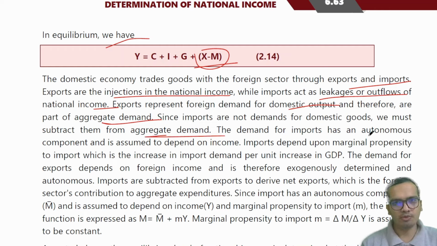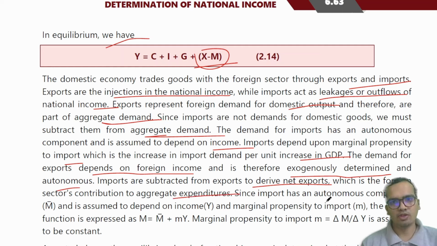The demand for imports has an autonomous component and is assumed to depend on income. Imports depend upon the marginal propensity to import, which is the increase in import demand per unit increase in GDP. The demand for exports depends on foreign income and is therefore exogenously determined and autonomous. Imports are subtracted from exports to derive net exports, which is the foreign sector's contribution to aggregate expenditure.